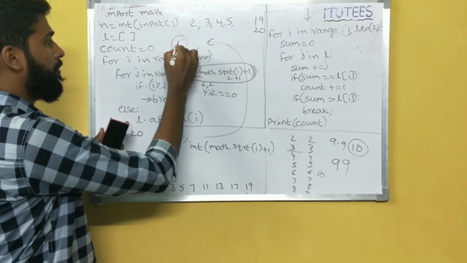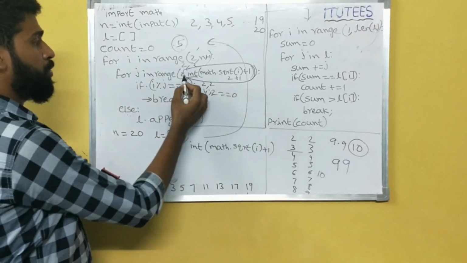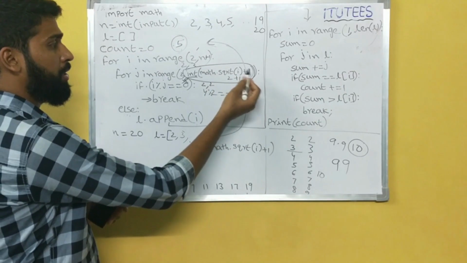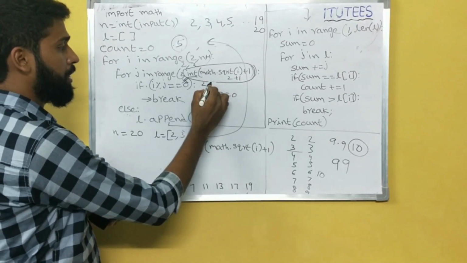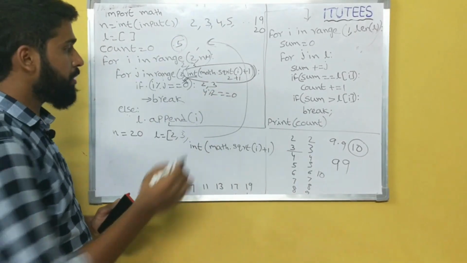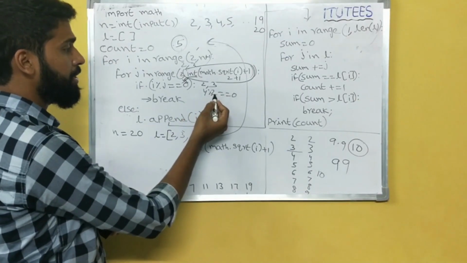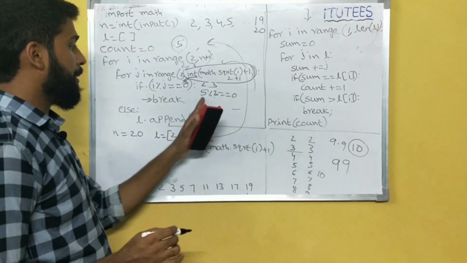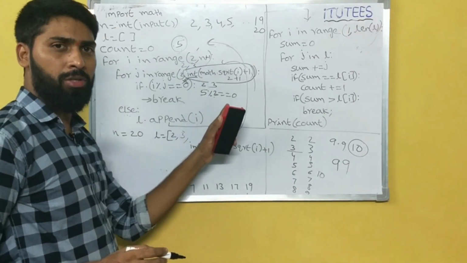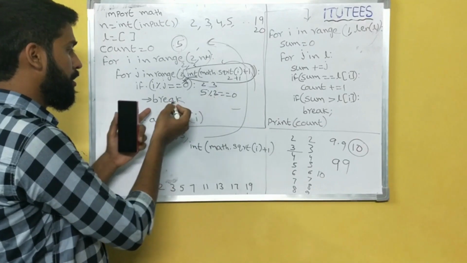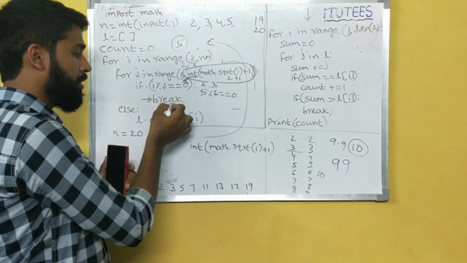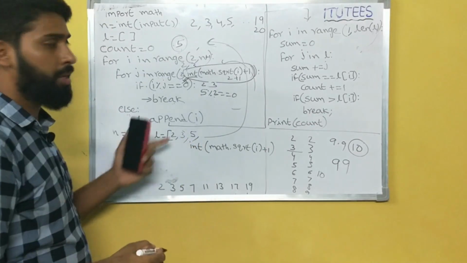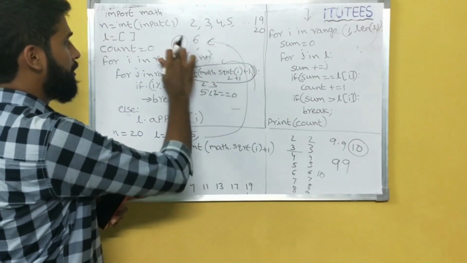Again it becomes 5. So 2 comma int of math.sqrt(5), square root of 5 means 2 point something, so 2 plus 1 becomes 3. So range 2 comma 3 means again j is 2. What is the i value? 5. 5 percent 2 equals 0? It is not equal to 0. So we don't enter into the if block and go into the else. L.append(5). Next it becomes 6.